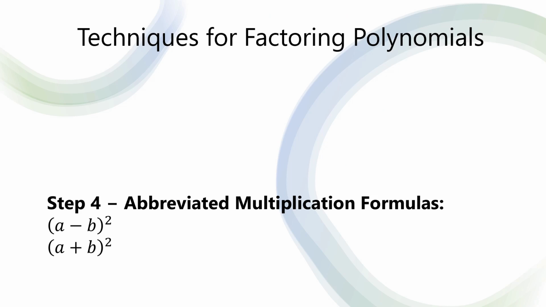Step 4. Abbreviated multiplication formulas. Our next factoring technique involves the abbreviated multiplication formulas for a minus b squared and a plus b squared. These formulas are particularly helpful when you encounter polynomial expressions with squares of binomials.